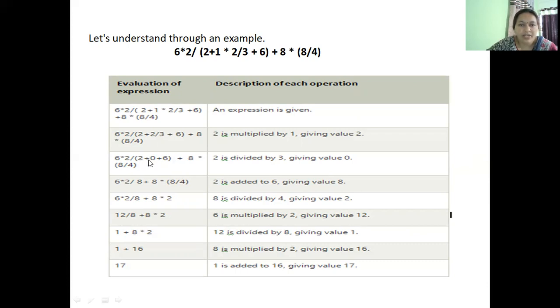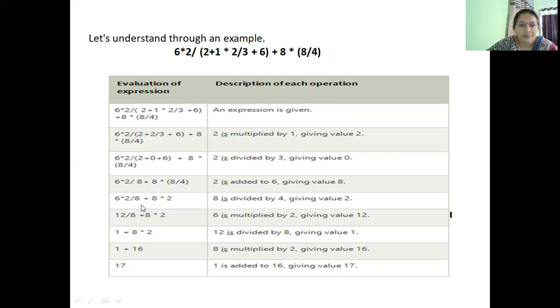Next, we have to do the addition. So 2 + 0 + 6 is nothing but 2 + 6, which is 8. So 8 is computed and the bracket is opened finally. Now my expression is 6 * 2 / 8 + 8 * (8 / 4). Next I have to open the second bracket, that is 8 / 4. 8 divided by 4 is 2. So after computation, my new expression is 6 * 2 / 8 + 8 * 2. So we have opened both the brackets.